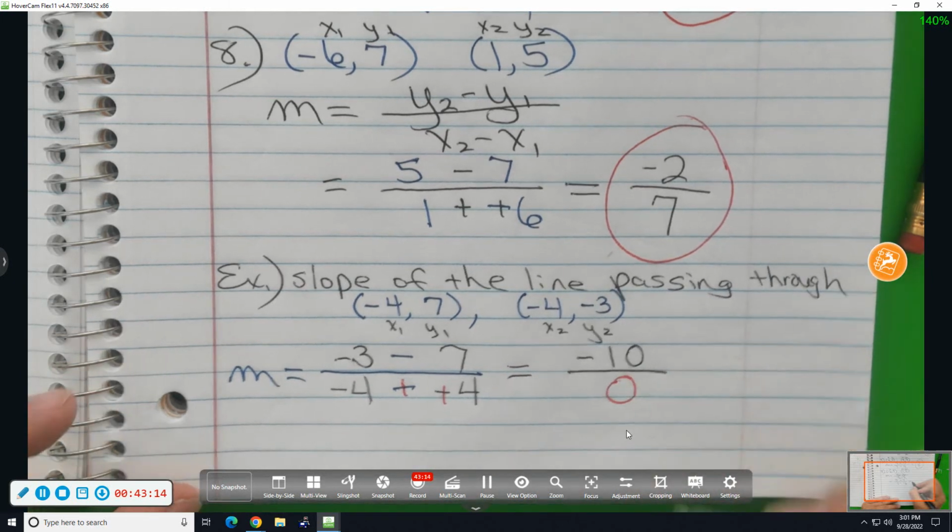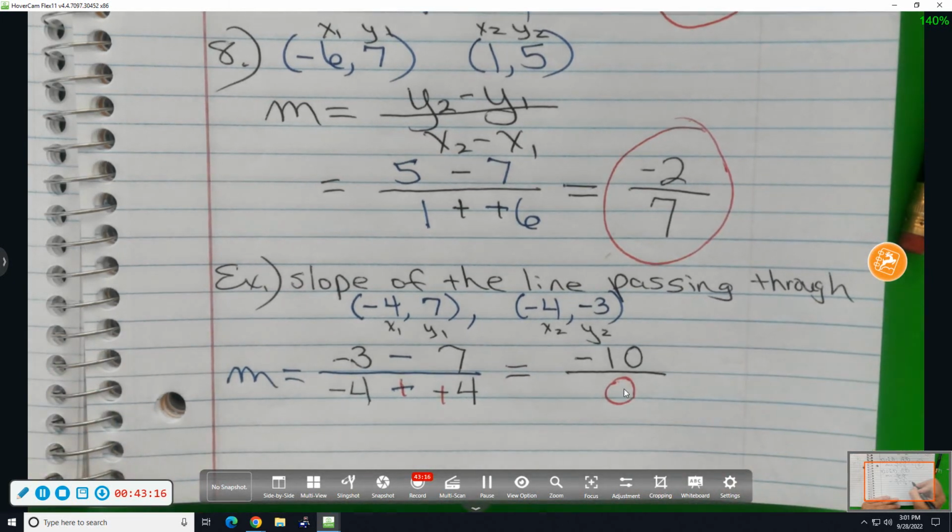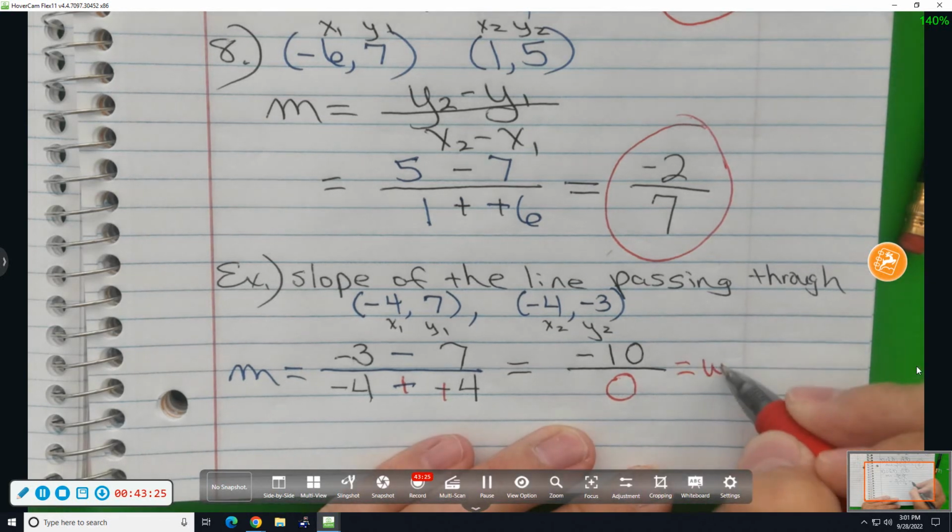See why we're saying 0 down there? And what's going to happen here? A number divided by 0, undefined. Correct.